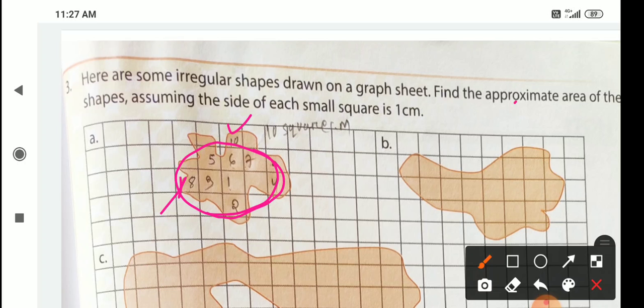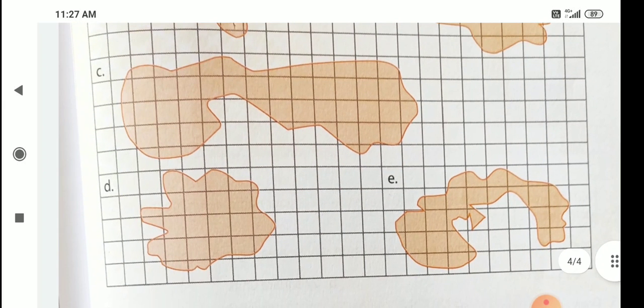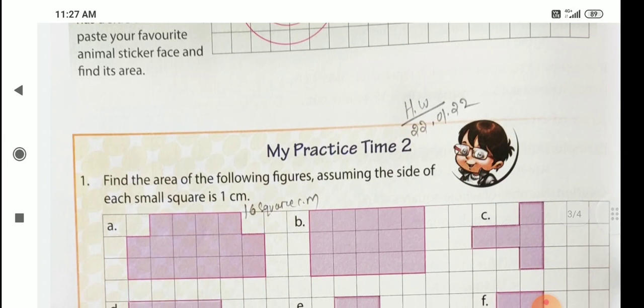Like this, children, you count B part, C part, D, E part. Okay. Carefully you see and count. So my practice time 2, children, is your homework. You complete it in your book only.